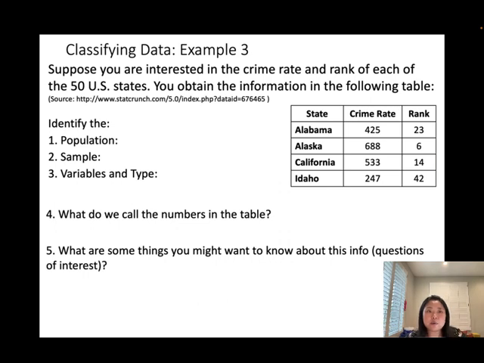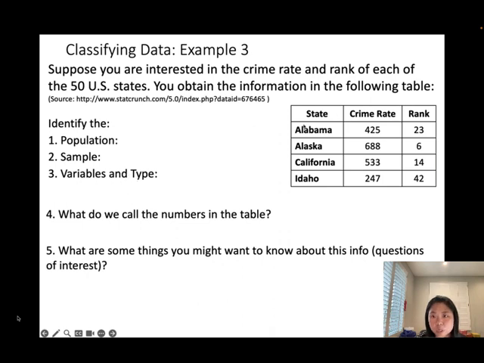Okay, another example. Suppose you are interested in the crime rate and the rank of each of the 50 United States. You obtain the information in the following table. Okay, so we have a couple of states here. We do have the crime rate here, and we also have the rank. So I want you guys to identify which one is going to be your population, and which one is going to be your sample.